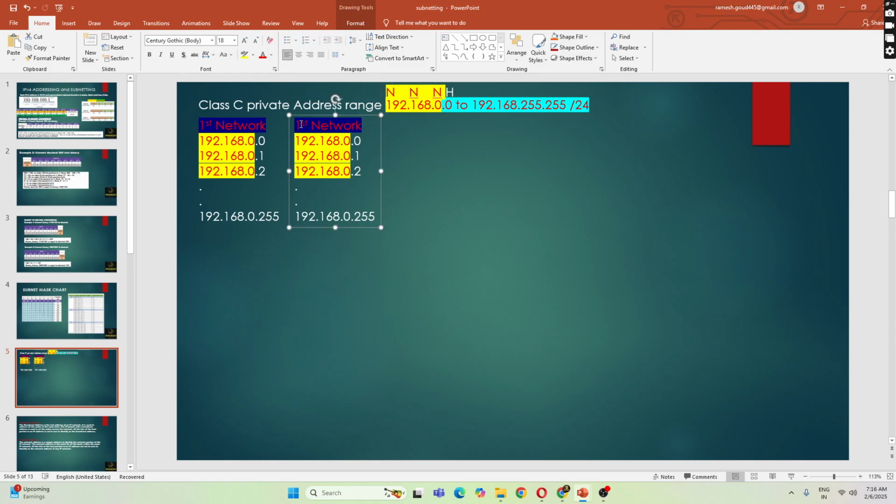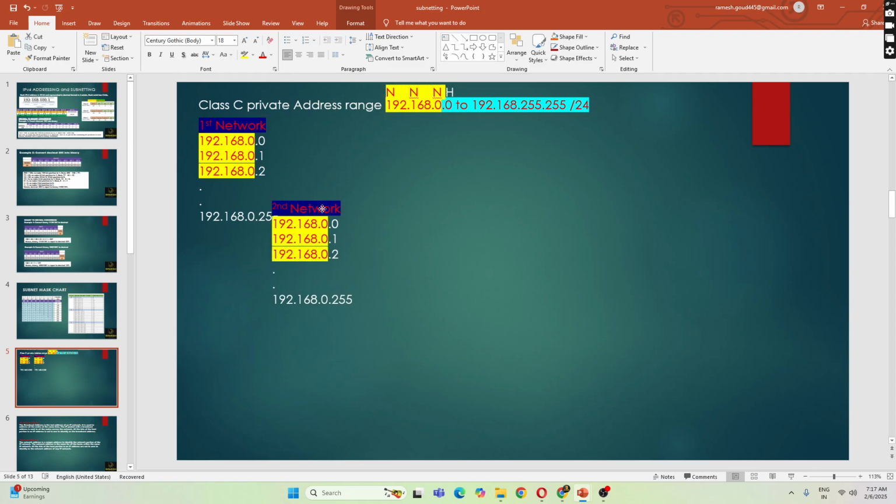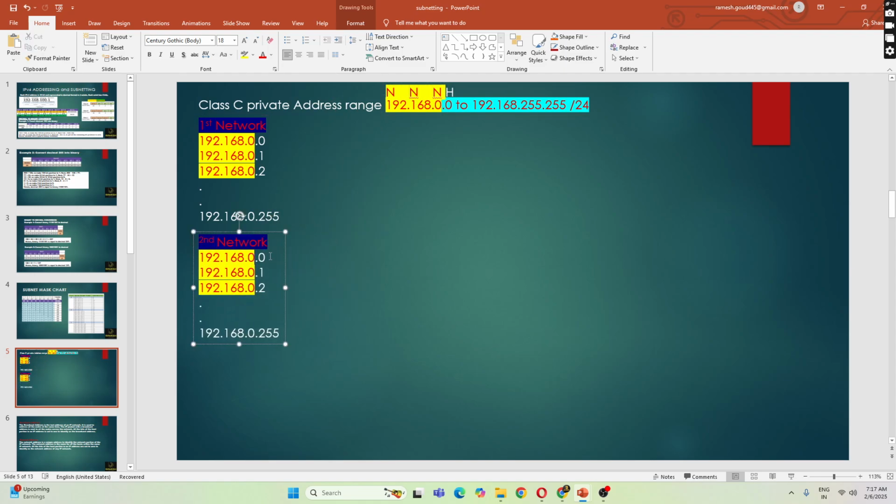Now tell me the second network. It will start from 0, which is done, right? 192.168.1.0 and then it will end at 1.255. Everyone understood now? 1.0 to 1.255 is the second network.